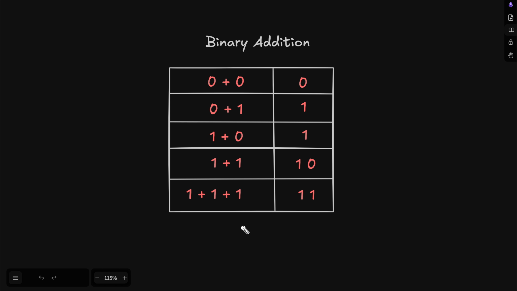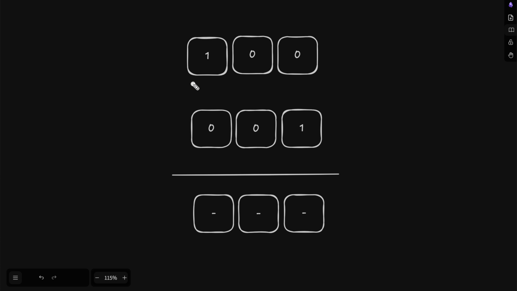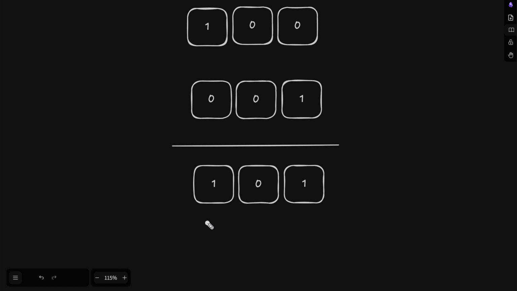Now let us look at an example. In this example, we have two numbers, 100 and 001. We need to perform addition and return the result. So we say 0 plus 1 is 1. There is no carry, so 0 plus 0 is 0. Then 1 plus 0 is 1. So we can simply return 101 for the addition of these two binary numbers.